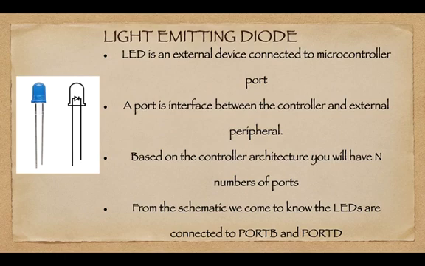Now let us take a look at the light emitting diode. An LED is an external device connected to a microcontroller port. A port is an interface between the controller and an external peripheral. Based on the controller architecture, we will have n number of ports. From the schematic, we came to know the LEDs are connected to port B and port D.